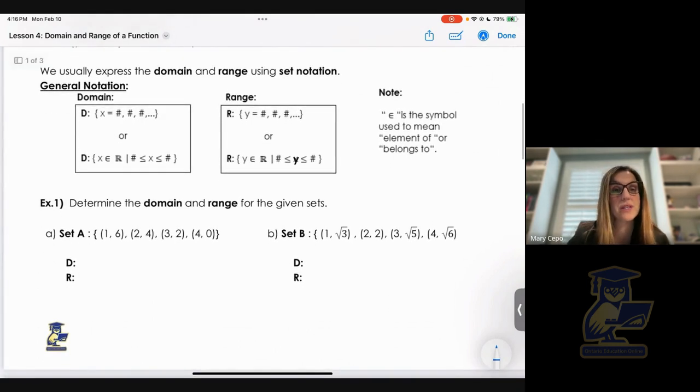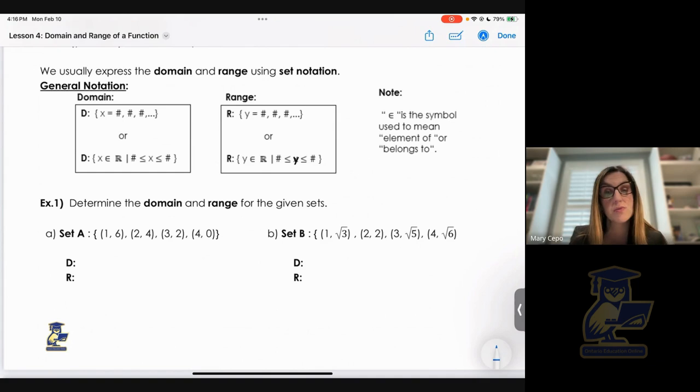Now, we are going to have to set some domain and range, and we want to use proper notation. So we usually express the domain and range using set notation. So as stated there, the general notation. For domain, like I said, all the possible values for x, we can list them all depending on what information is provided to us, or it is a spread of values. And using proper set notation is very important for this. If you notice, and I put a note to the side, with the domain there, it says x is an element of real. That symbol is the symbol used to mean element of or belongs to.